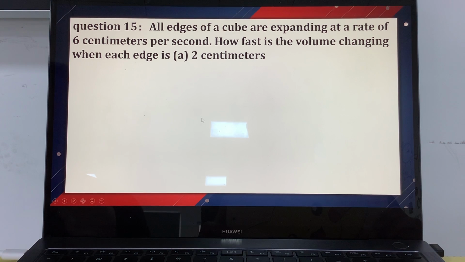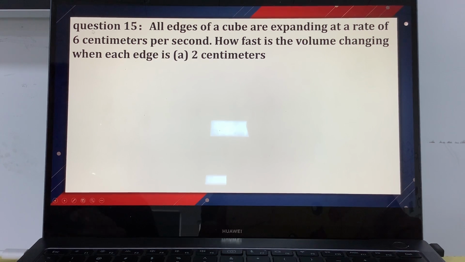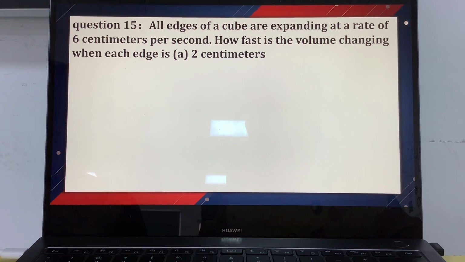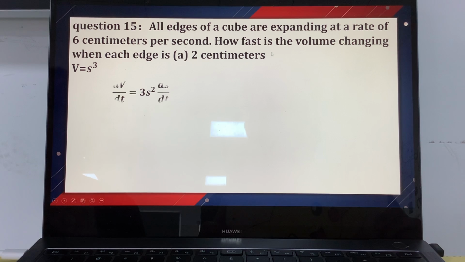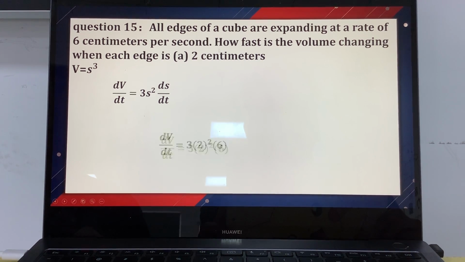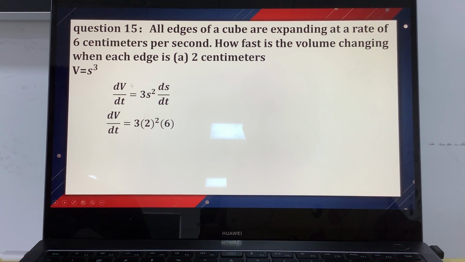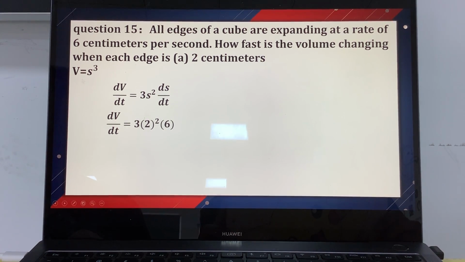Then we need to solve the next question. This question is really similar to the former one. Question 15. All edges of the cube are expanding at a rate of 6 centimeters per second. How fast is the volume changing when each edge is 2 centimeters? So V equals s cubed, and then dV dt equals 3s squared multiplied by ds dt. This is very easy because we get this by taking the derivative. Then we can replace them with the real numbers.